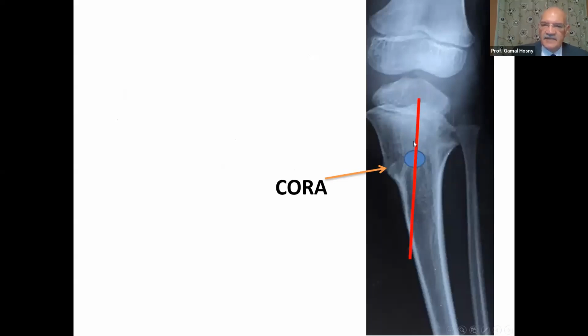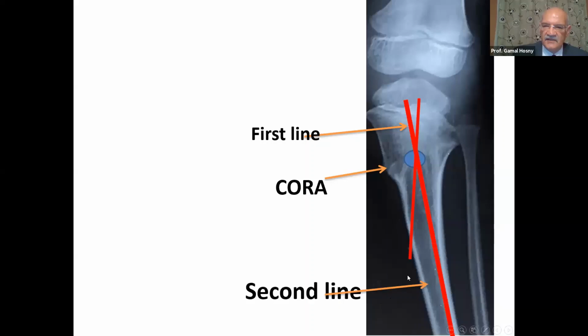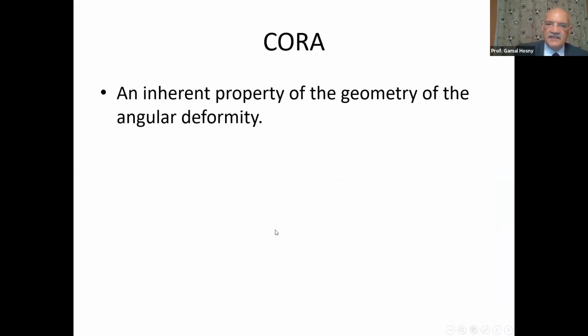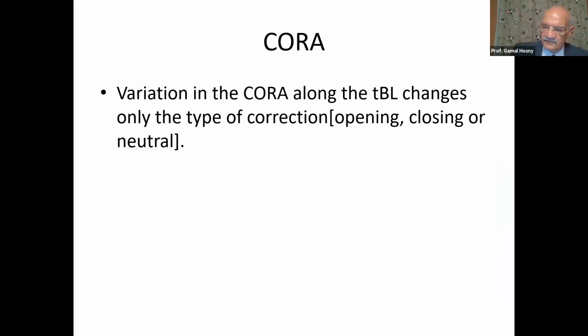The first line represents the axis of the proximal tibia. The second line represents the axis of the distal tibia, and they meet each other in the Cora. It's an inherent property of the geometry of the angular deformity. So you have no control over the Cora. Variations in the Cora around the transverse bisector line change only the type of correction: opening, closing, wedge, or neutral.